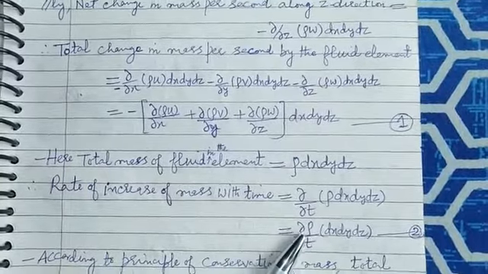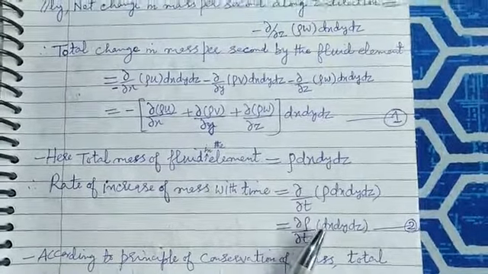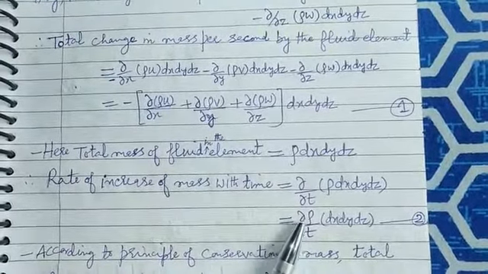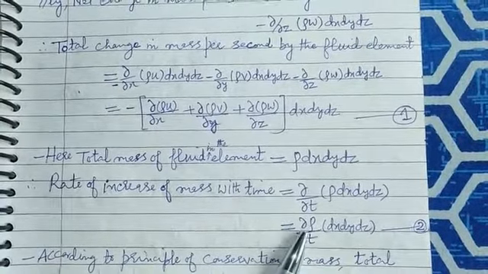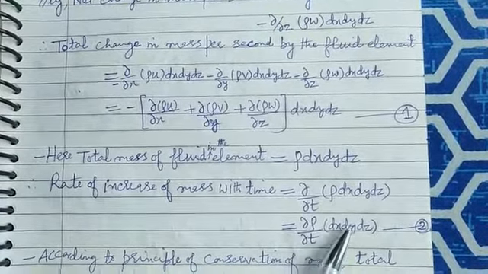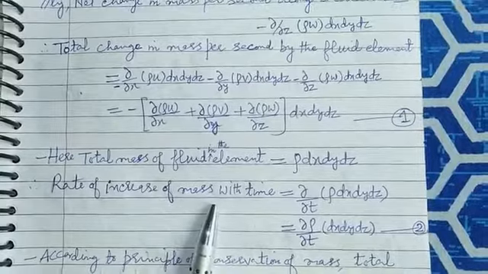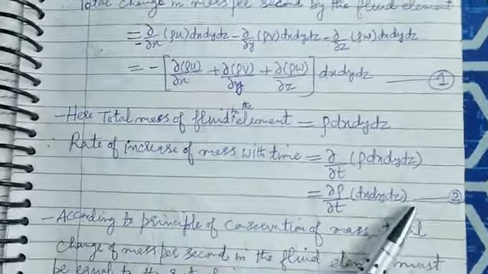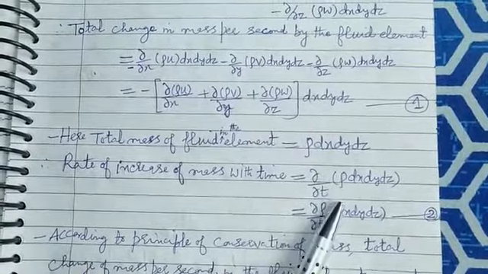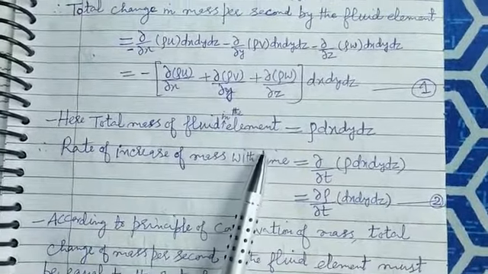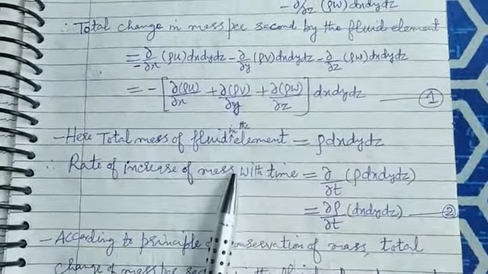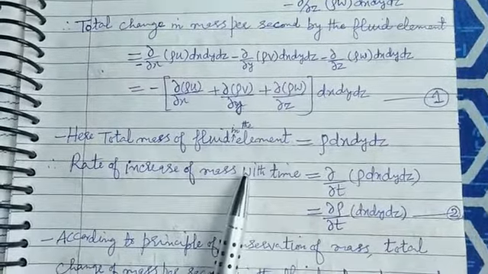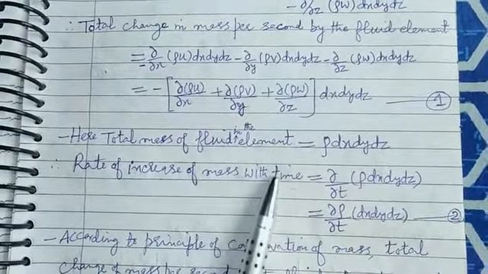Okay. So you can also write this as, taking the density outside, ∂rho/∂t into dx dy dz. Okay. So this is the rate of change of mass with time. Let us keep this as equation second. Now both equations first and second represent the change in mass, or gain in mass, of the fluid element along three dimensions.